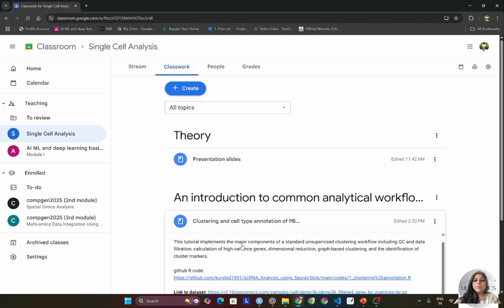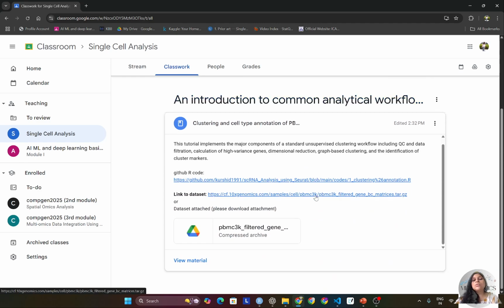This tutorial implements the major components of a standard unsupervised clustering. So we'll be performing clustering over here. The workflow will include QCs, quality checks, data filtration, and calculation of highly variable genes. We will always select those genes, the genes that vary. So we see the variance is more, right? They are not more correlated, which will help us in dimensionality reduction.